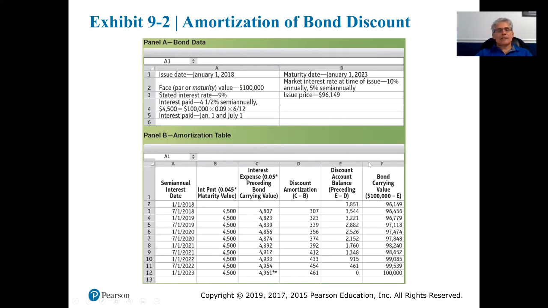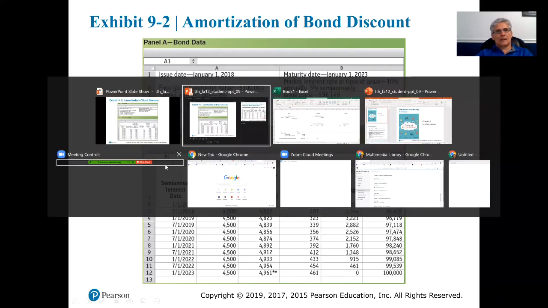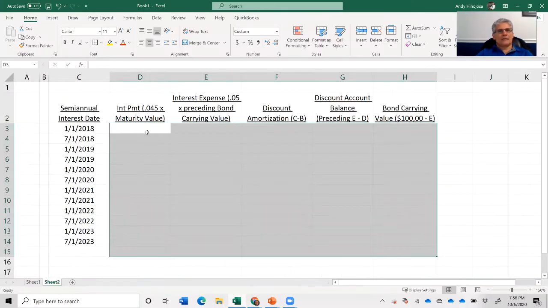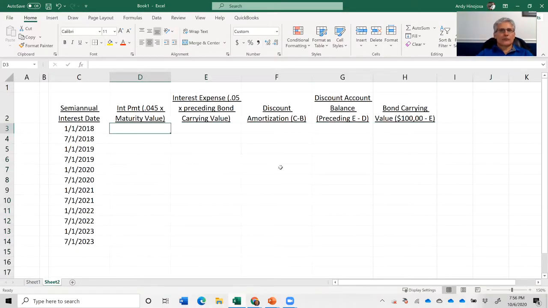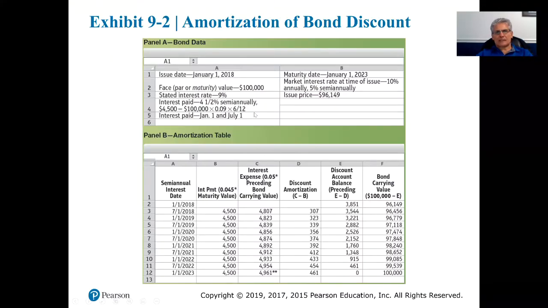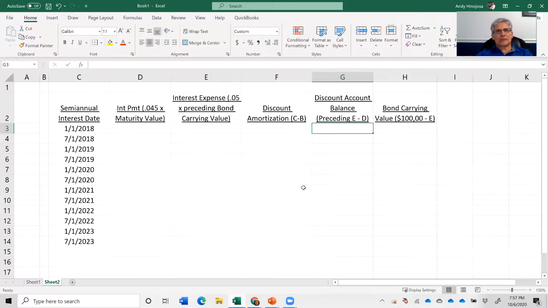Okay, so we're going to create an amortization table. I'll go ahead and do it manually. So on January 1st, we're simply going to fill in the information we need. We know that the discount that will be recognized is the difference between the face value, or the par value, of $100,000 minus the issuance price, which ends up being $3,851.